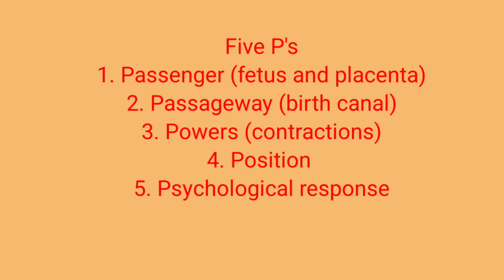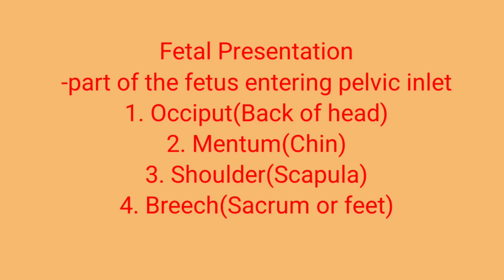When it comes to the labor and birth process, there are 5 P's. So we have the passenger, passageway, powers, position, and psychological response. When it comes to passenger, the presentation of the baby could be either occiput, or the back of the head, chin, which is mentum, shoulder, which is scapula, or breech, which is called sacrum or feet.